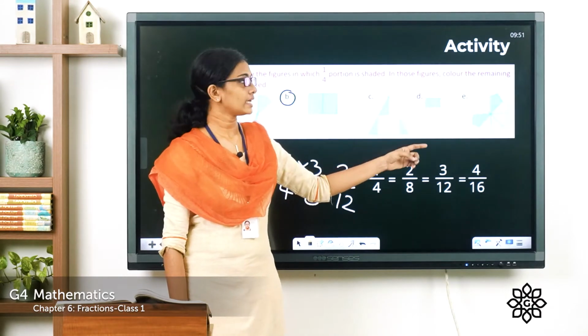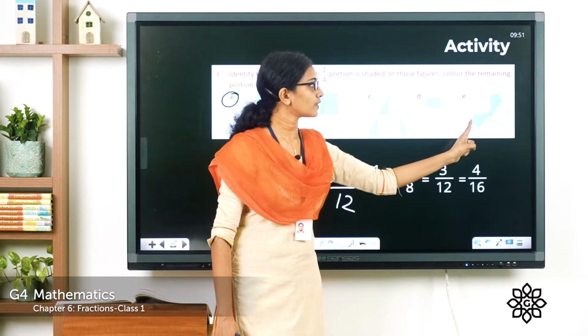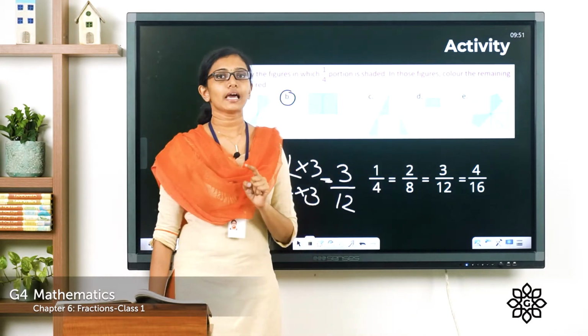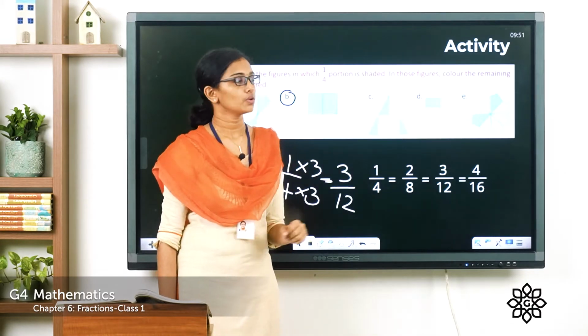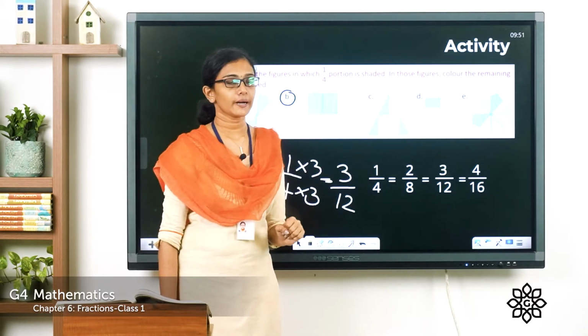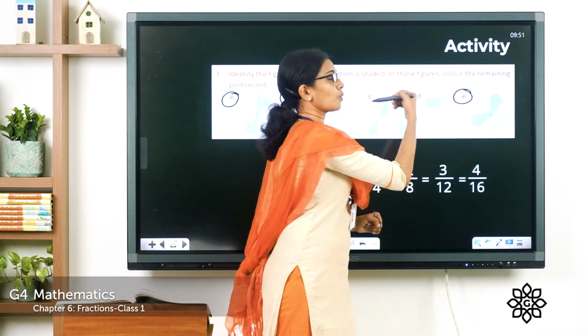Now the option E. Here how many parts are there? 1, 2, 3, 4, 5, 6, 7, 8. Total 8 equal parts are there and 2 of it are colored in blue. So what is the fraction of colored part here? It is 2 by 8. It is an equivalent fraction of 1 by 4.